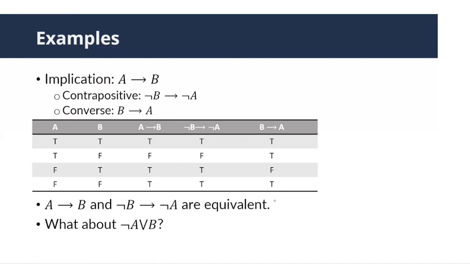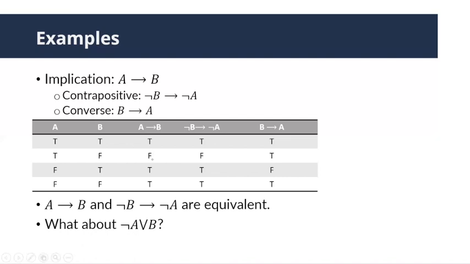What about another proposition, not A or B? Is this one equivalent to the implication? Let's check together. When A is true, B is true. Not A or B is true because B is true. Therefore, for that row, they match. When A is true, B is false. So not A is false, B is false, false or false, which is false. And you look at this one, it's false as well.